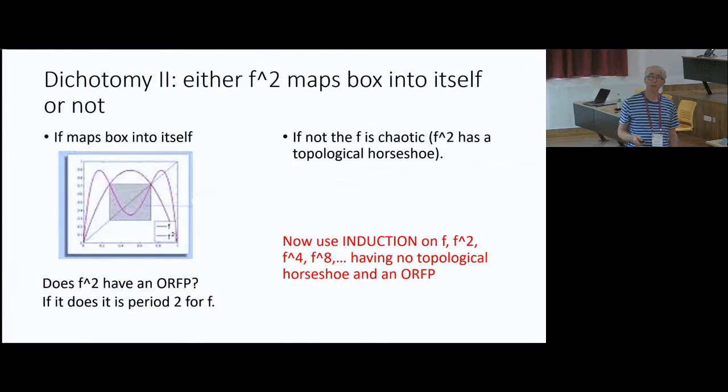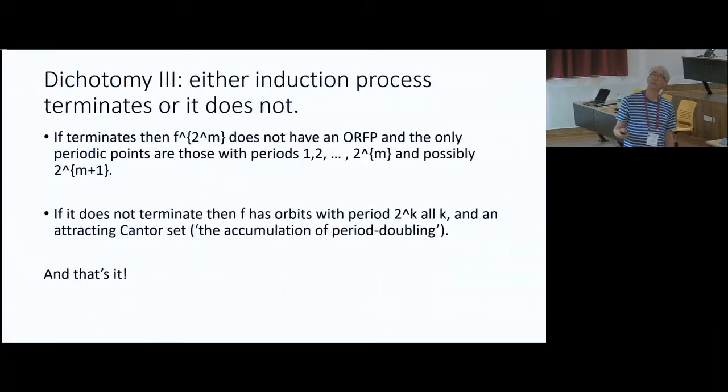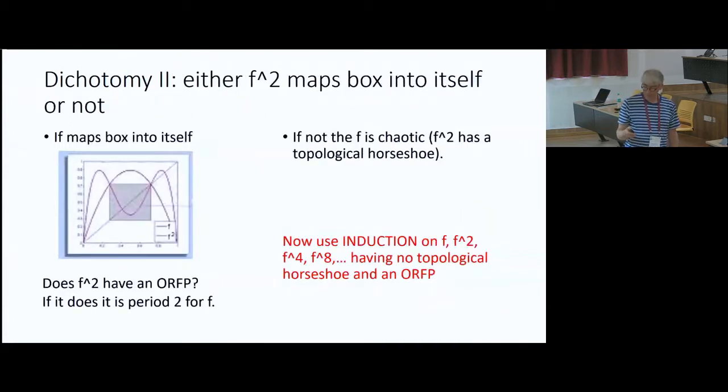Okay. So now what we're going to do is use induction on F, F2, and so on. I can't remember how much I wrote down of this. Right. So the idea is that if we don't have an orientation reversing fixed point, okay, then we don't have this point here. And so what have we got?